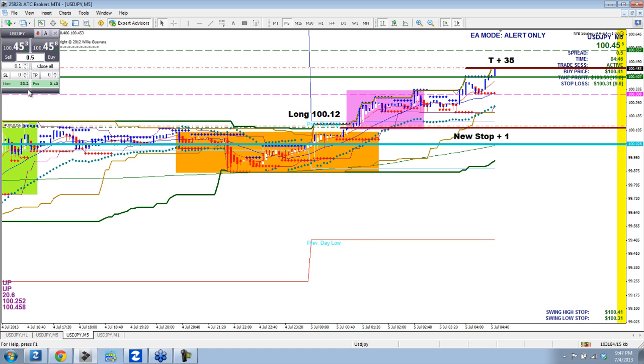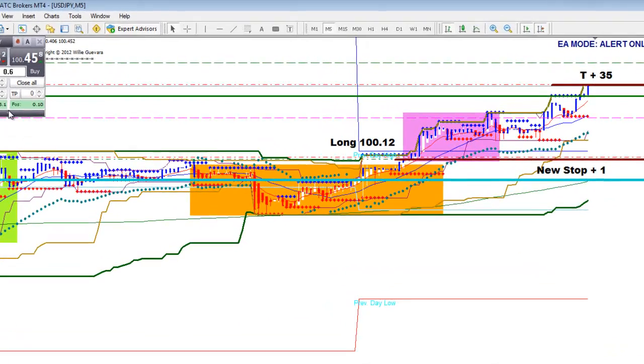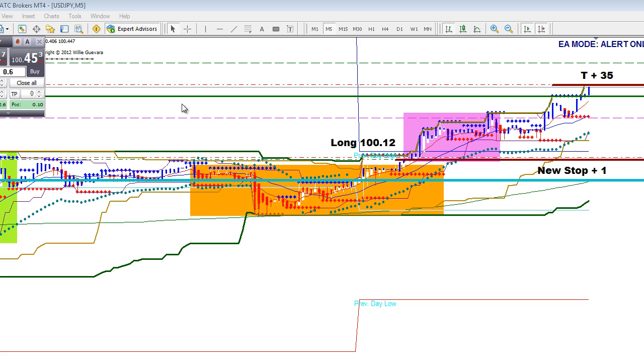Okay guys, here you see 2 more pips to go, and we'll be limiting out. 2 more pips.